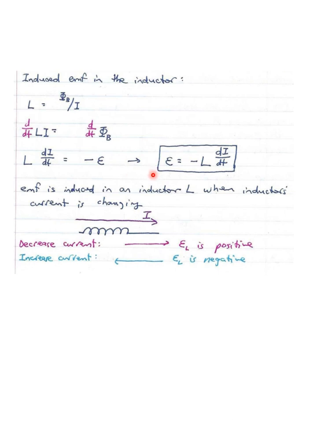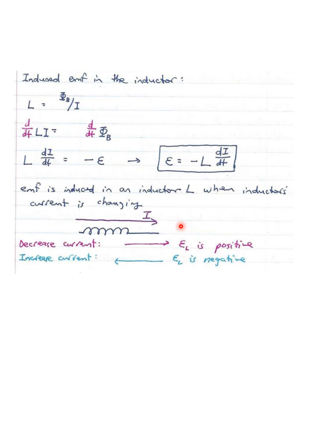So rearranging that equation, we get that the induced EMF is negative L times the rate of change of the current. EMF is induced in an inductor L when the inductor's current is changing. So here we have a picture, there's an inductor, and let's say the current is going from left to right. Now, if we decrease that current, then there'll be an EMF produced that is to the right, as if it's pushing. There's a decrease in the current to the right, so our induced EMF is going to fight against that. It's going to push more to the right, so the EMF to the right is positive.